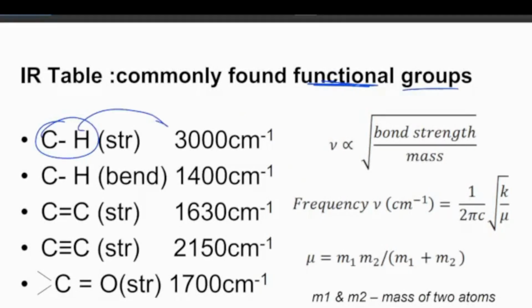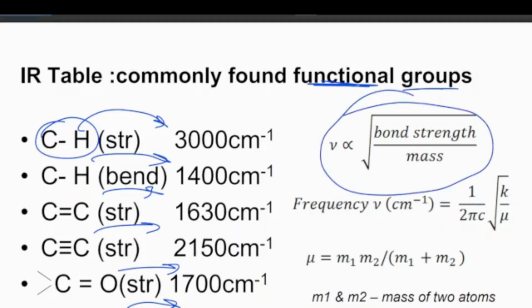The CH bond is formed around 3000 per centimeter, bending. C double bond C is here. C triple bond C is this. Each molecule has different functional groups, and it depends upon the ratio of bond strength to mass. So frequency is 1 upon 2 pi c times the square root of K by mu, where K is the bond strength and mu is the mass.